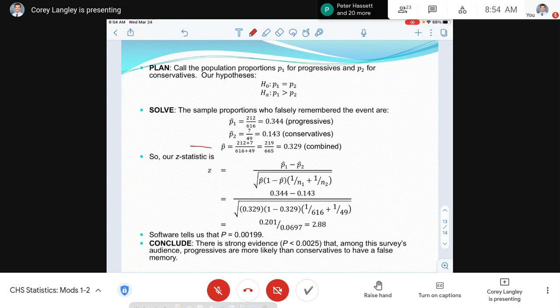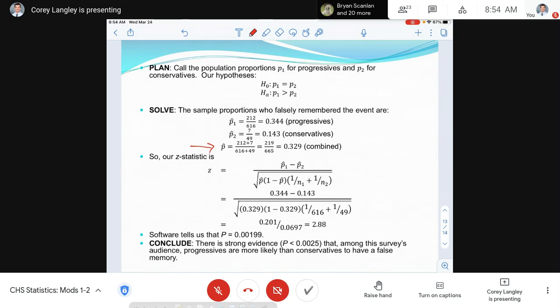And you can see how they're adding the 212 and the 7 in the numerator, and you're adding the two sample sizes to each other. Now, here's a good point. Notice the differences between those two sample sizes. Only 49 conservatives. That tells you a little bit about the readership of Slate. It definitely leans liberal. So you only have 49 conservatives reading this, and 7 of them remember reading about it. It tells you a little bit about what's going on in terms of possibly biased results.